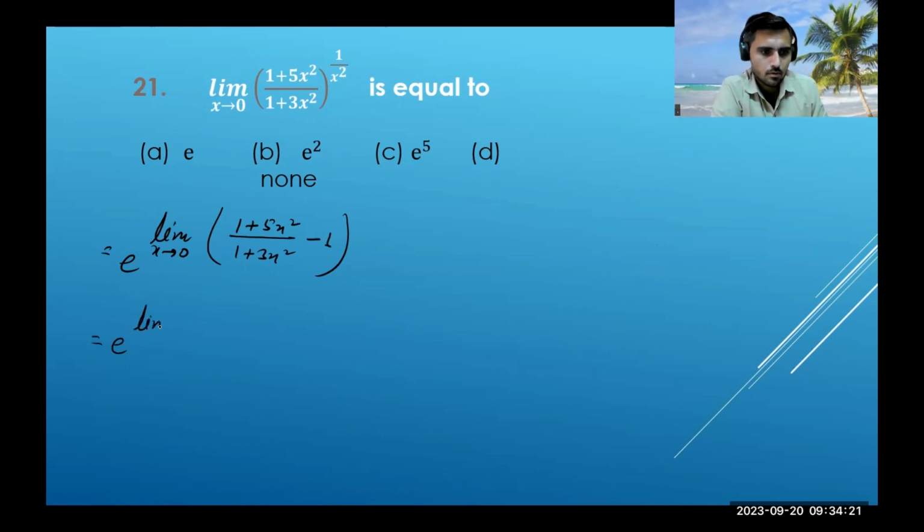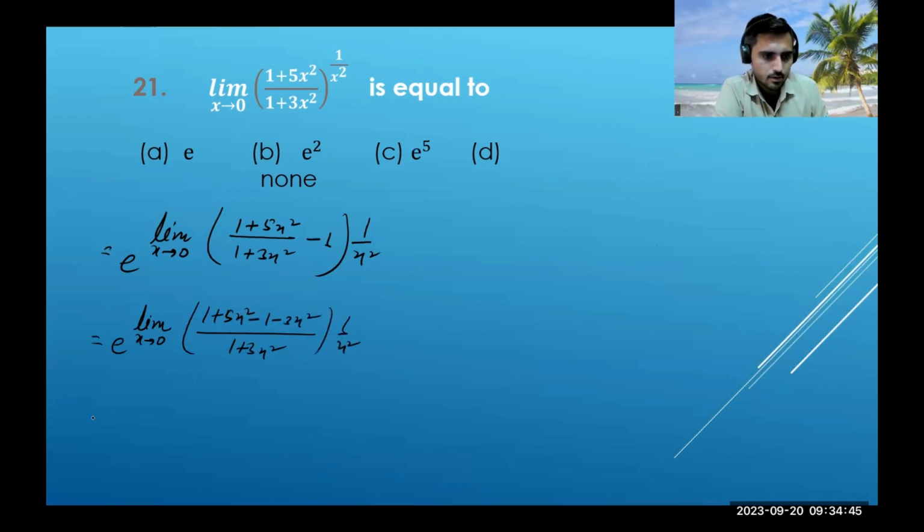Now limit x tends to 0, and here we need to write 1 upon x square, right? We'll take LCM. So 1 plus 5x square minus 1 minus 3x square, and 1 upon x square. So that is cancelled out, and 3x square upon 1 plus 3x square, and 1 upon x square, right?